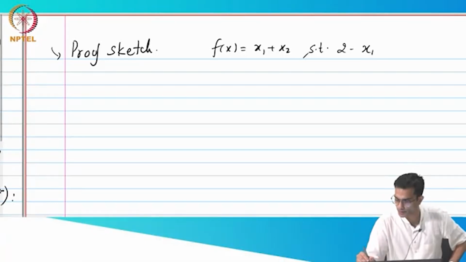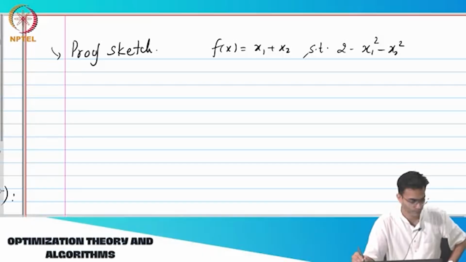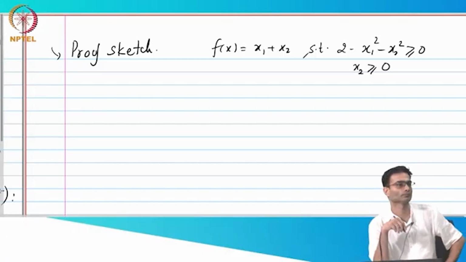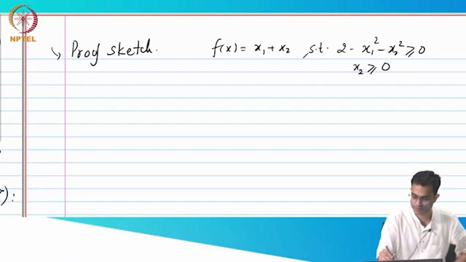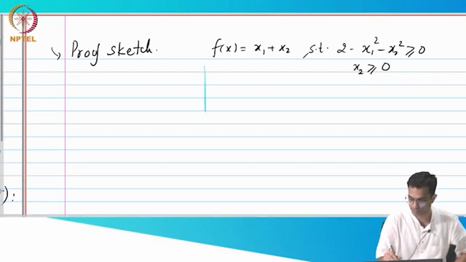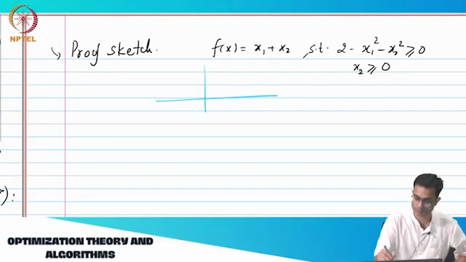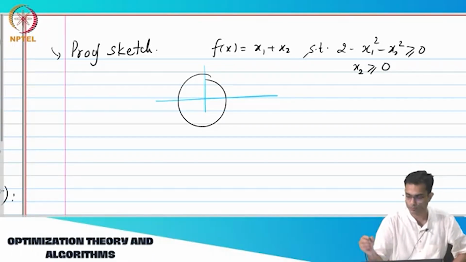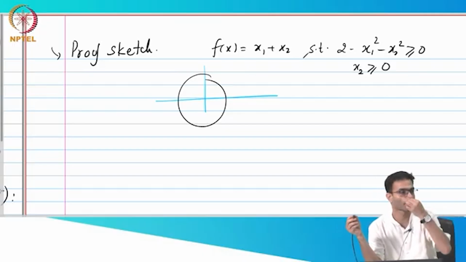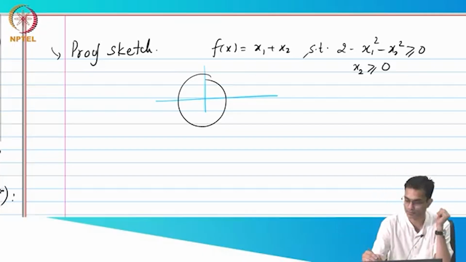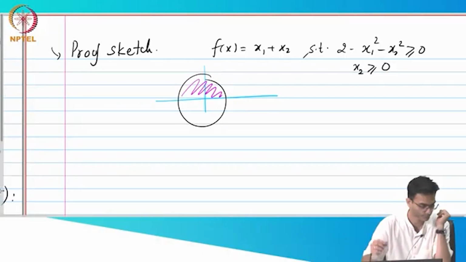the interior of the circle and another constraint. We did this example once before. This was two inequality constraints. This is that example. So what is the feasible set? The upper disk is my feasible set.